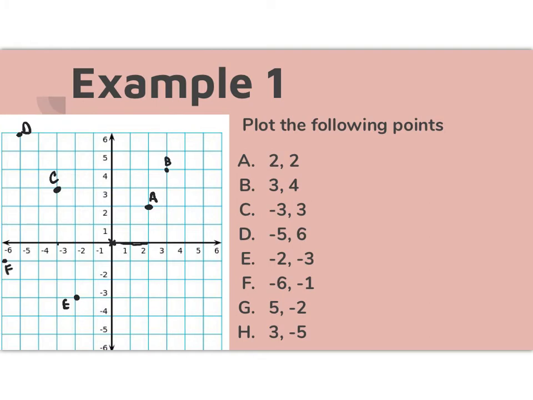G is 5, negative 2. All right, and then H is going to be 3, negative 5. So as you can see, it makes a big difference where the positives and negatives are and where the X always comes first in a point. These should have been in parentheses.